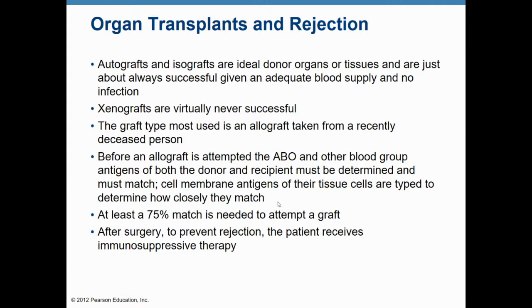Before an allograft is attempted, we have to match up the ABO and other blood group antigens between our donor and our recipient. And we're going to try and get as close of a match as possible in order to reduce the chances of rejection. You need to have at least a 75% match for the transplant to even be attempted.